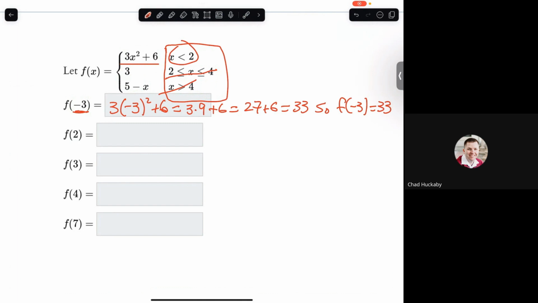What about f of 2? So is 2 less than 2? No, it's not. Is 2 between 2 and 4, including 2 and including 4? Yes, so we're looking at this one. Is there even an x involved in that definition? No. So all we have to do is say that's equal to 3.